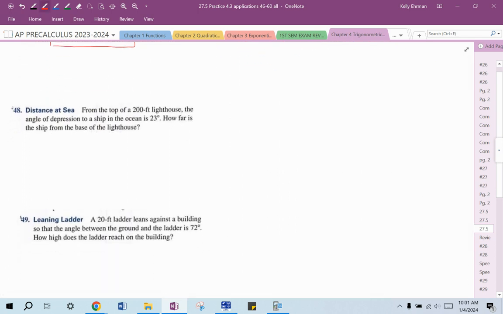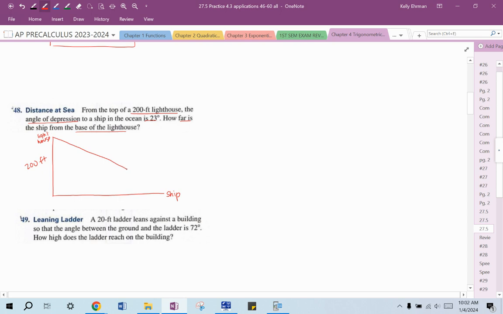Sometimes drawing the picture is the hardest part for people, so it just takes some practice. From the top of a 200-foot lighthouse, the angle of depression to a ship in the ocean is 23 degrees. How far is the ship from the base of the lighthouse? So we have this lighthouse that's 200 feet, and there's some ship out here on the sea. I like to label things just to keep things straight.